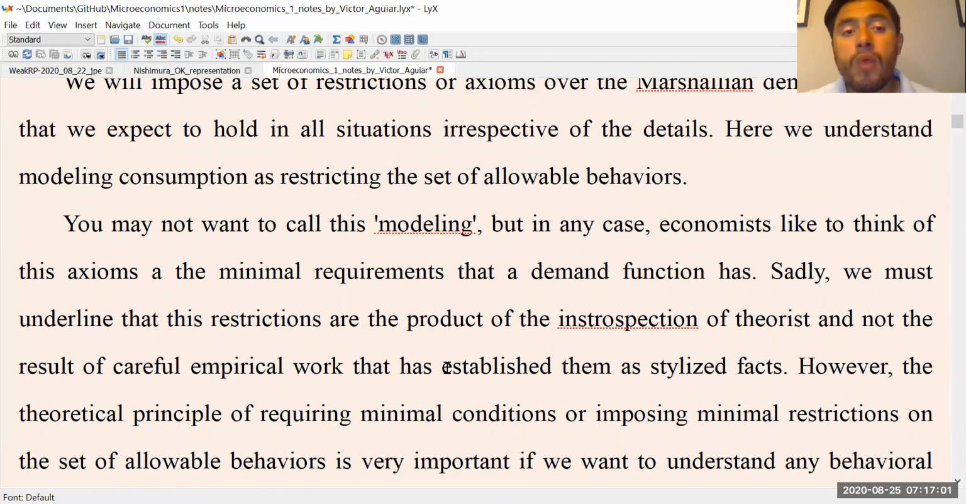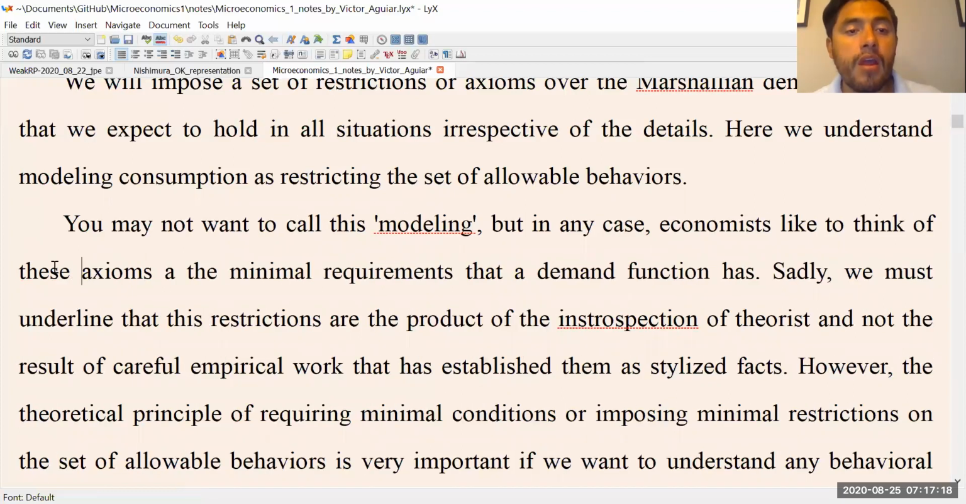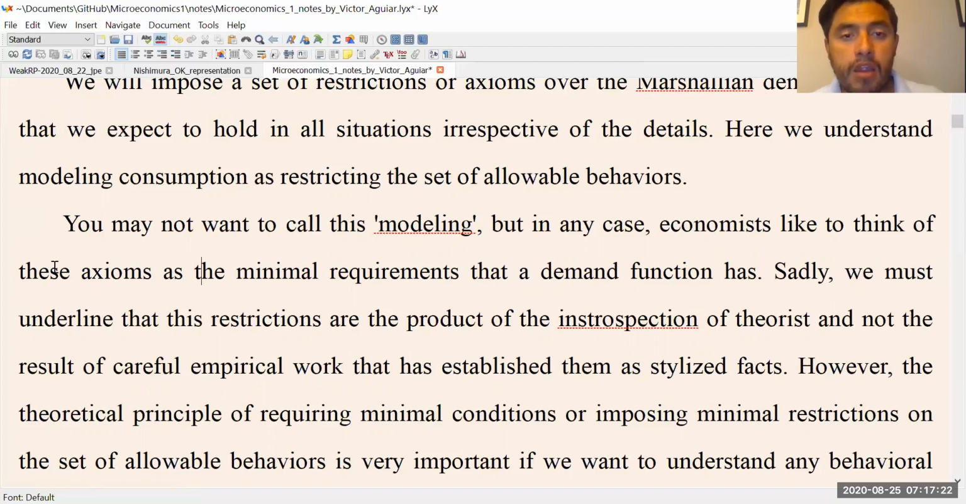So you may not want to call this modeling, right? Because we're not gonna do modeling in the strict sense. In the sense, we're not gonna write down, for instance, a maximization of a utility function of certain type. But in any case, economists like to think of these axioms, right? As minimal requirements that a demand function has, right?